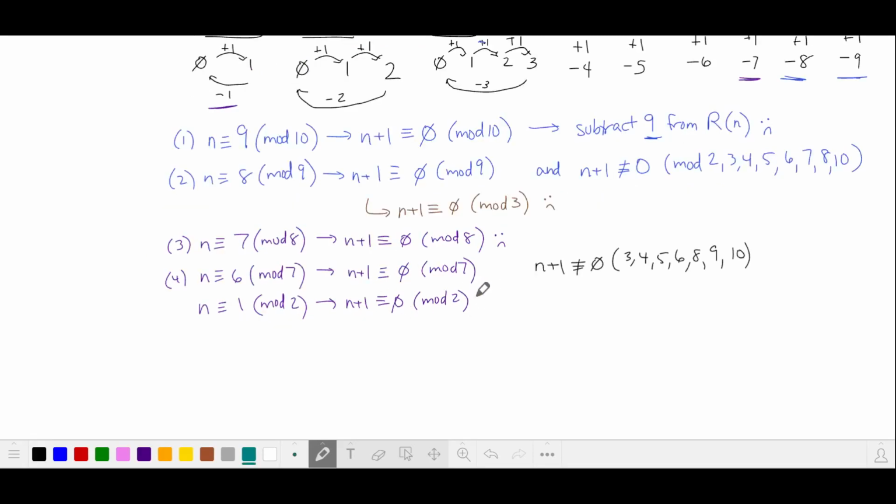So we want n plus 1 to be a multiple of 2 and a multiple of 7. Why don't we try 14? 14 is not a multiple of these other numbers. That means n is equal to 13.